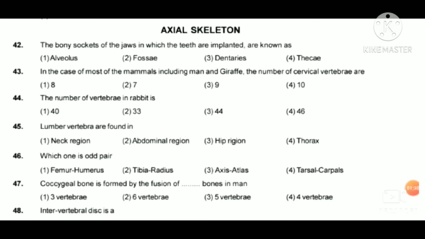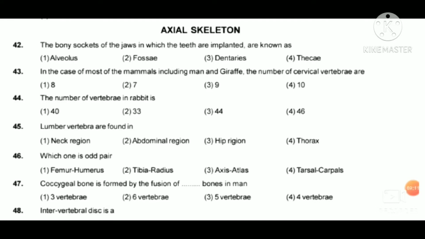Next is question number 44. The number of vertebrae in rabbit is: number 1, 40, number 2, 33, number 3, 44, and number 4, 46. The number of vertebrae in rabbit is 46. So the answer is option number 4. Next is question number 45. Lumbar vertebrae are found in: number 1 neck region, number 2 abdominal region, number 3 hip region, and number 4 thorax. Lumbar vertebrae are basically 5 in number from L1 to L5, slightly inward curved and present in the lower back of the body, which is the abdominal region. So the answer is option number 2, abdominal region.